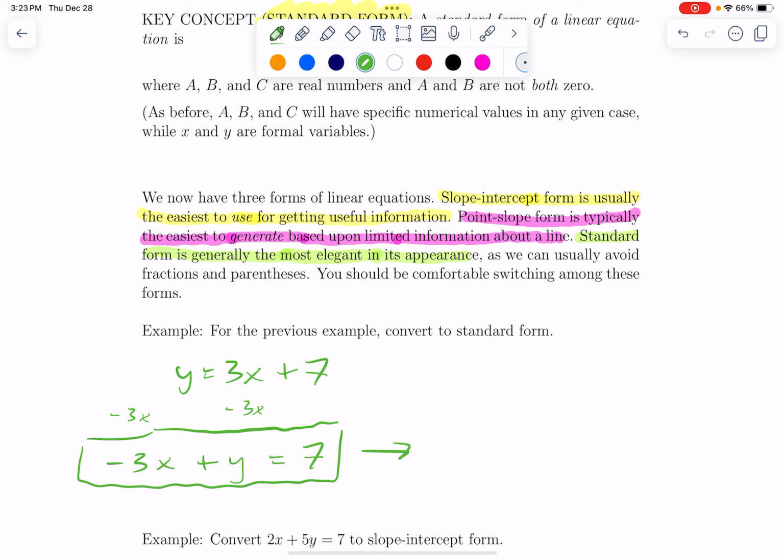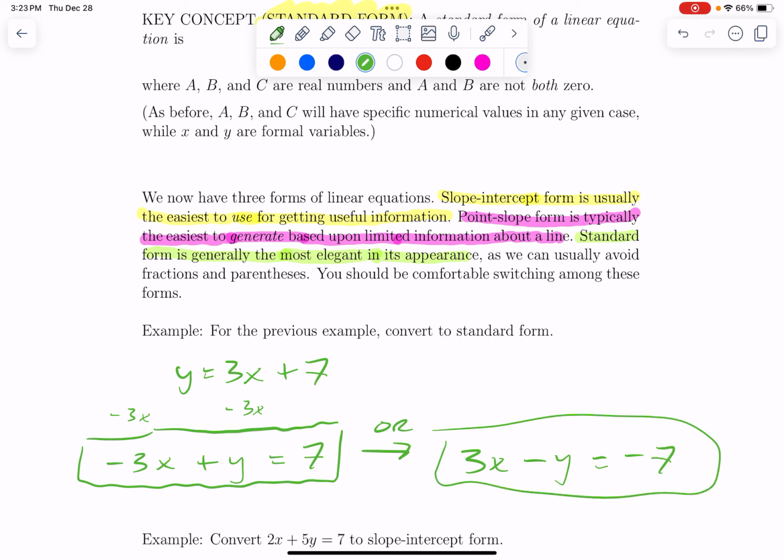If you wanted to, you could multiply everything by negative 1, and it would look like this. Some people might prefer this. Either one of these would be an example of standard form. X's and y's are together on one side of the equation, and then there's a number on the other side.